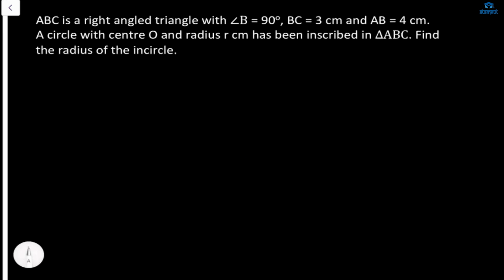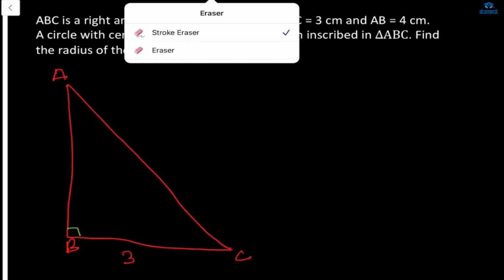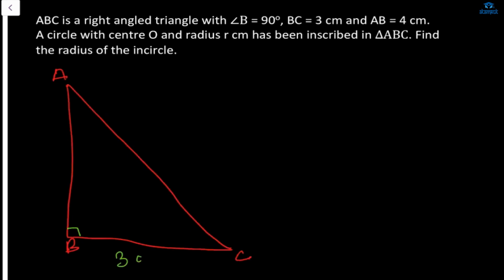ABC is a right angle triangle. If we are drawing a triangle, a right angle triangle, okay, ABC. Angle B is equal to 90 degree. This angle is 90 degree. And what else is there? BC is equal to 3 centimeter, and AB is equal to 4 centimeter. A circle with center O and radius R.